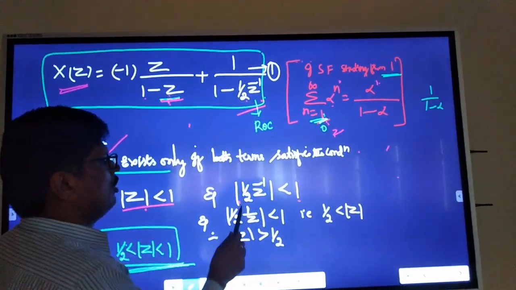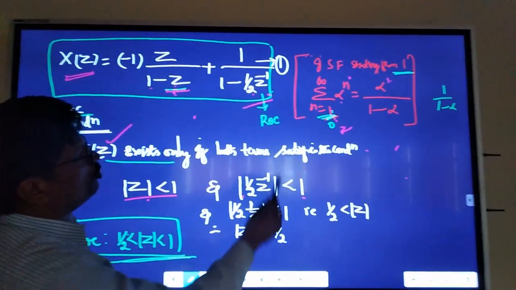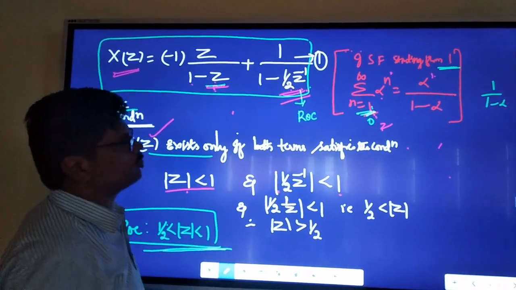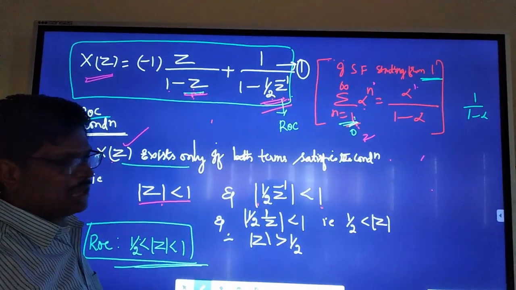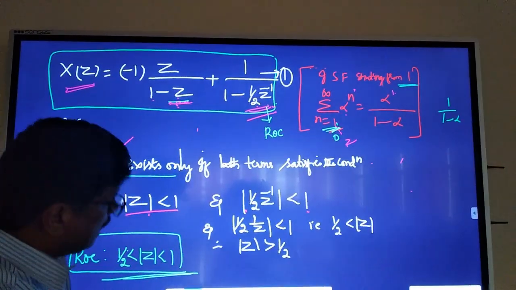Similarly, for the second term also, mod of 1 by 2 z inverse should be less than 1. It should not be 1. 1 minus 1 is 0, again infinity, and x of z will not exist.